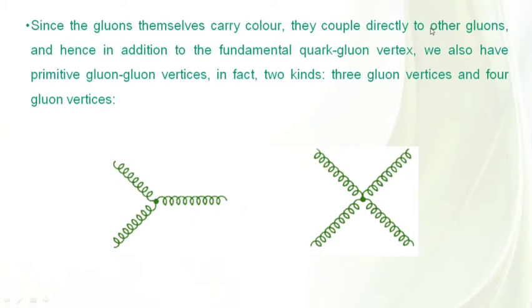Since the gluons themselves carry color, they couple directly to other gluons. Hence, in addition to the fundamental quark-gluon vertex, we have gluon vertices, and there are 2 kinds: 3 gluon vertices and 4 gluon vertices.